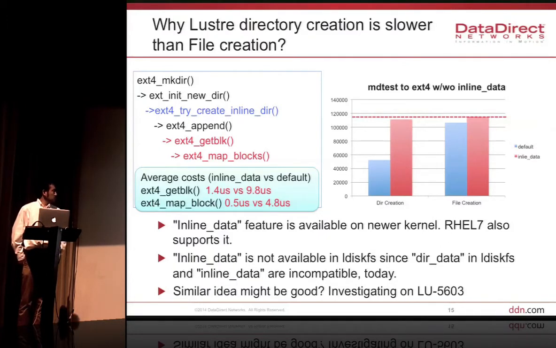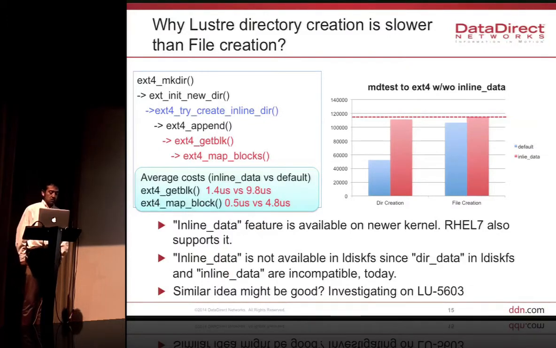Once we ran the benchmarking and the analysis with inline data and without inline data, we saw that once we enable inline data, the cost is significantly reduced. There is not much cost in get block and map blocks. Finally, we also ran the MDtest benchmarking with and without inline data. Performance improved significantly. Directory creation with inline data has no big performance difference from file creation. So this is a really significant performance improvement.